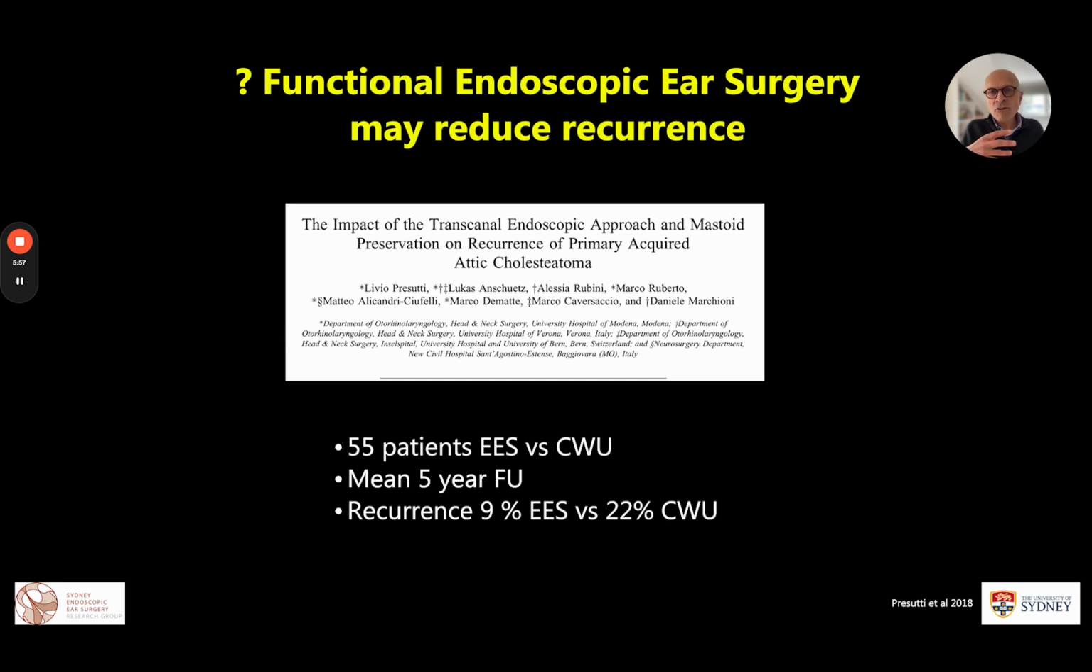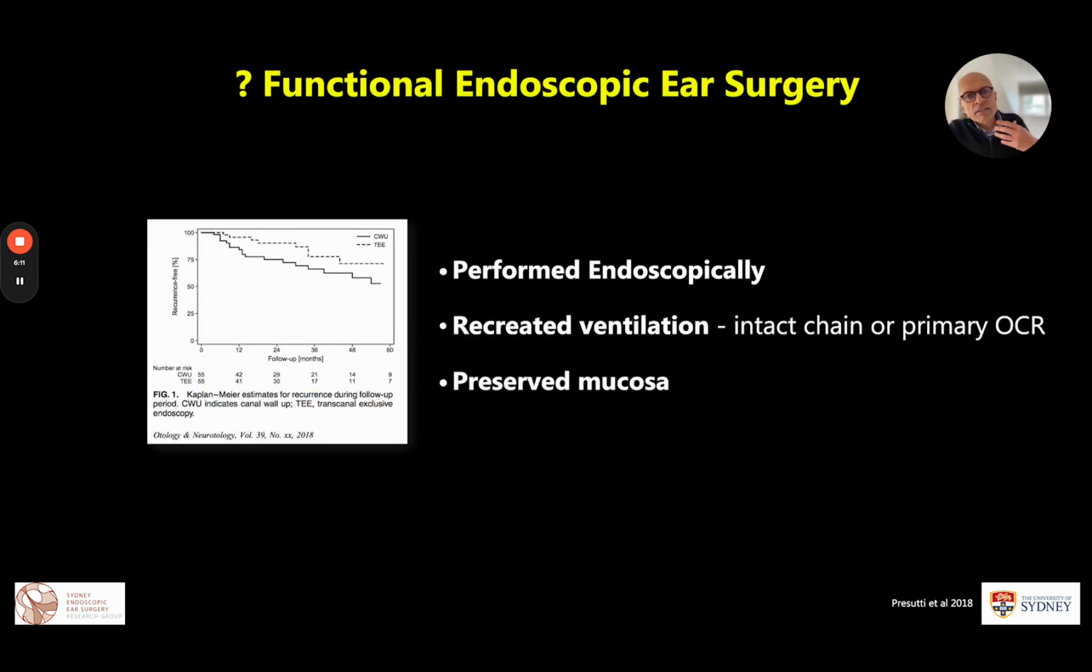And this tends to follow the theory that Professor Marchioni and Prasuti initially published on the selective dysventilation, where there's primary isthmus obstruction for cholesteatoma formation. And so if we try and recreate the isthmus with our reconstruction, then this may reduce the recurrence to 9% compared to 22% with the canal wall up group. So in summary for that paper, we potentially are doing like what we do for functional sinus surgery, preserving the mucosa, recreating the ventilation in there with intact chain surgery or primary ossicular reconstruction, and performing the case endoscopically so we can be very careful about how we deal with the mucosa. This may trend towards reducing the recurrence rates.